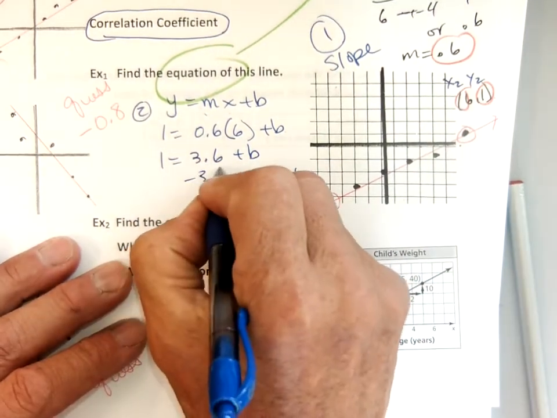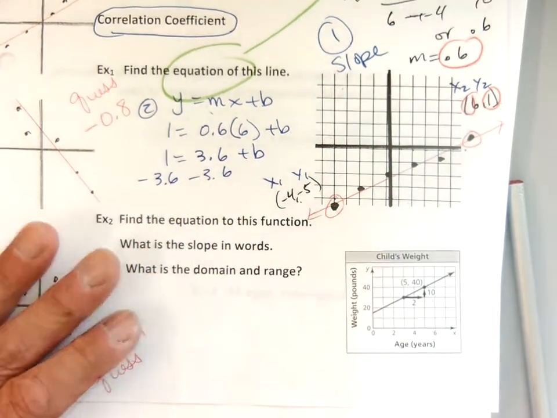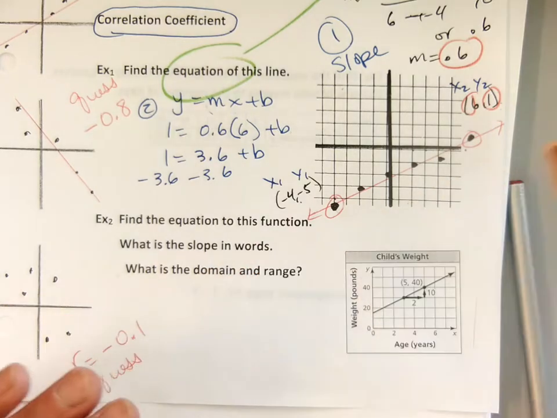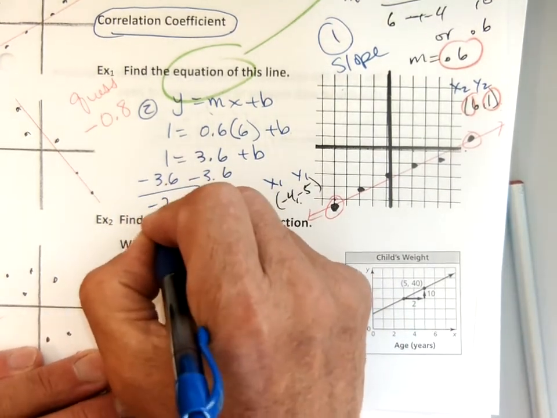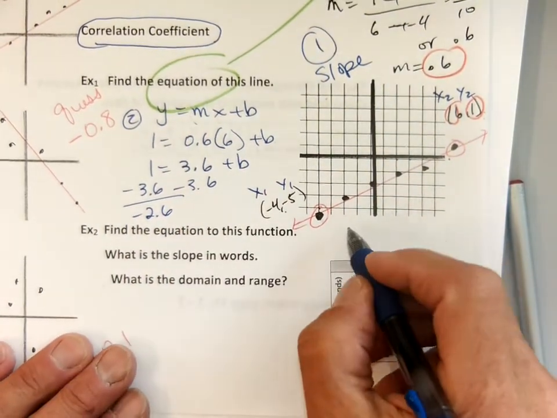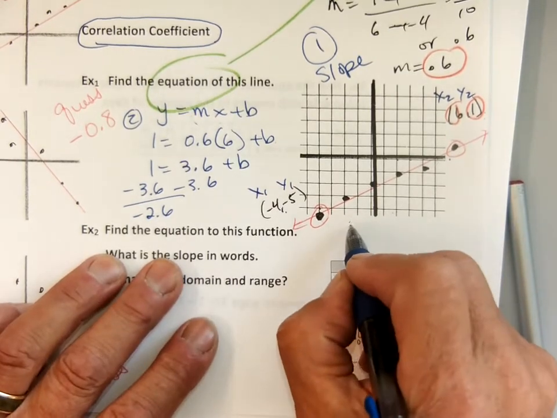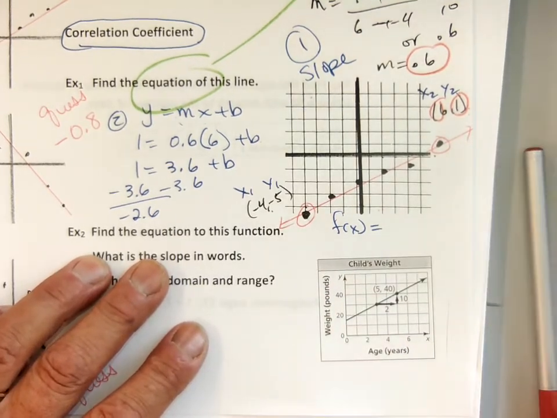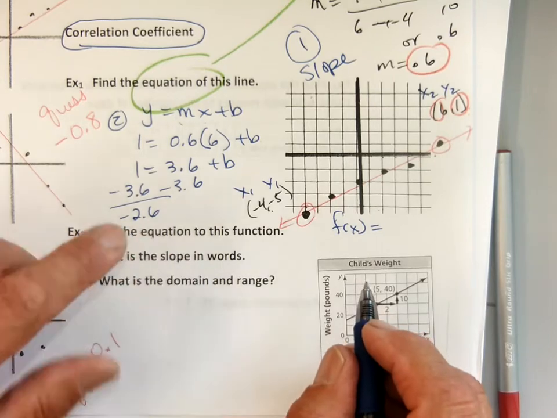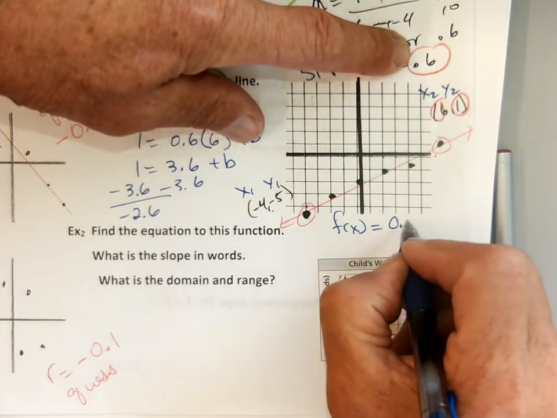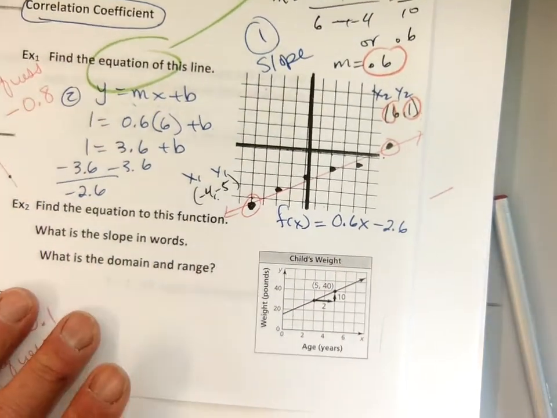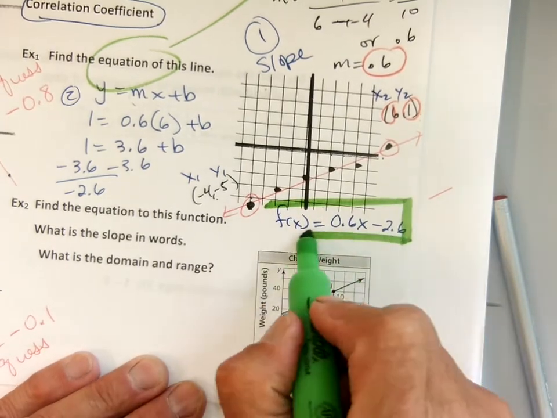Minus 3.6, minus 3.6, what is that, a negative 2.4, negative 2.6, okay, good thing I checked. So my equation, I'm going to squeeze it over here, is f of x equals, f of x is a function, f of x equals, or y equals, I know my slope is 0.6, plus or minus 2.6. Okay, that would be an equation of that line.